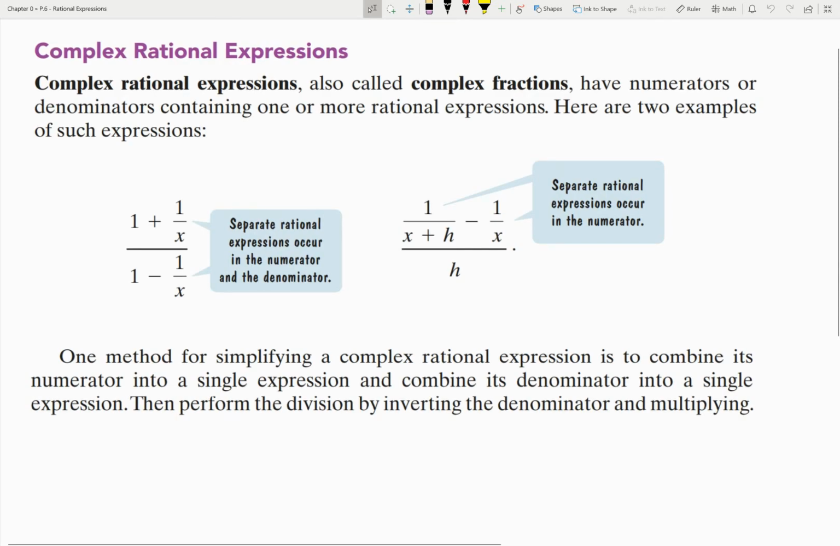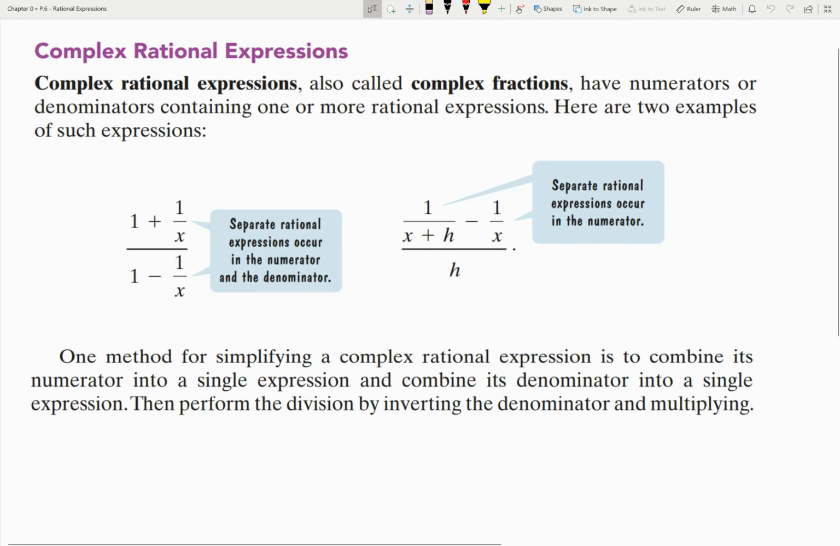Okay, so complex rational expressions, also known as complex fractions, have fractions over fractions, have numerators or denominators containing one or more rational expressions. So look at the two examples, which we're going to simplify both of those in a minute. Both of those are complex fractions, fractions over fractions.